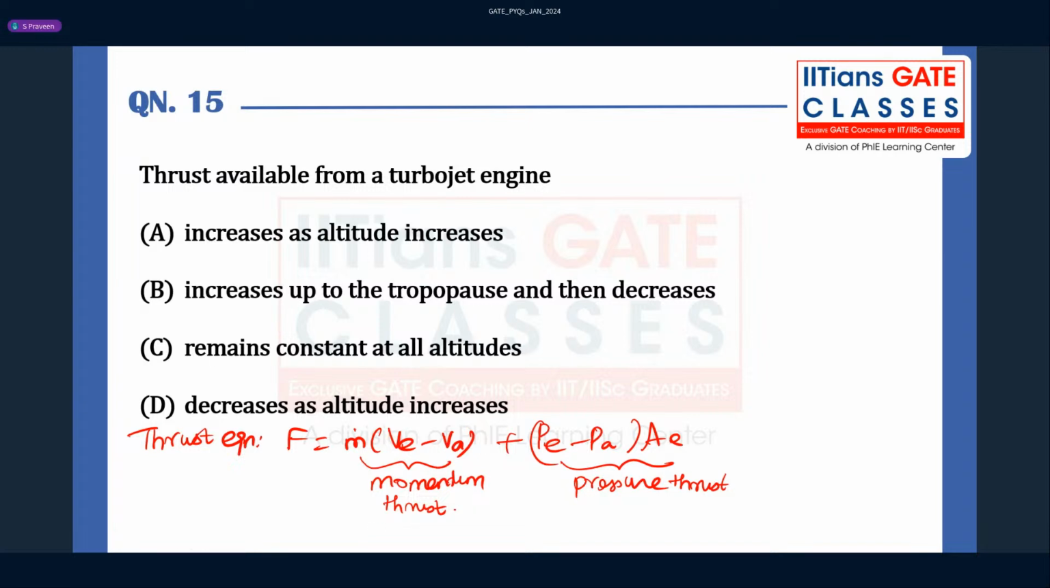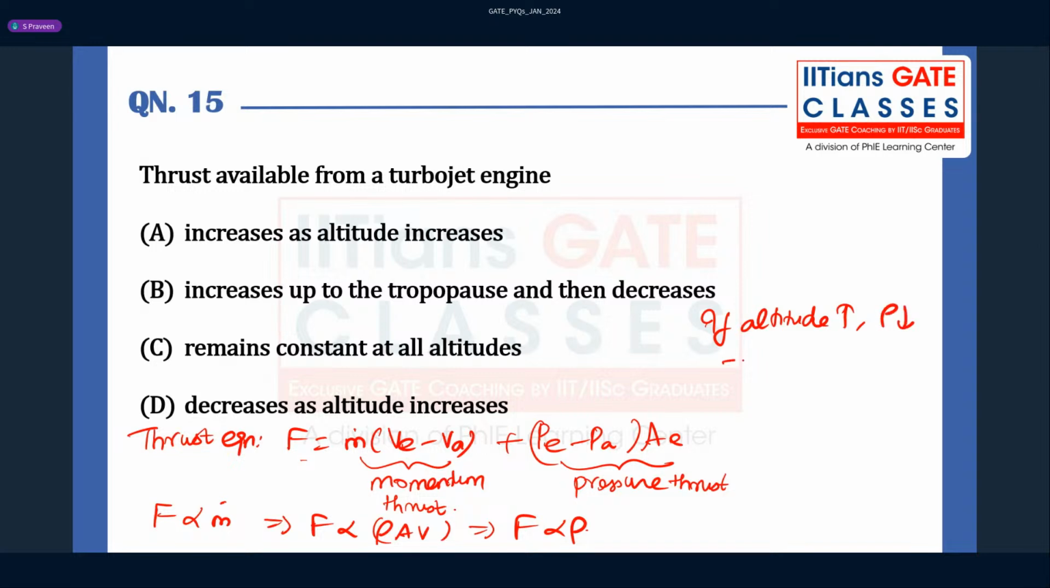So which means now if you see from this relation, F is proportional to m dot, right? Which means what? I can say F is proportional to, because m dot is rho AV, right? So what can I say? F is proportional to rho, right? So which means what will happen if altitude increases, right? So if altitude increases, my density drops, right? So which means what? Force drops, correct? So which is the correct option? So D is the correct one.